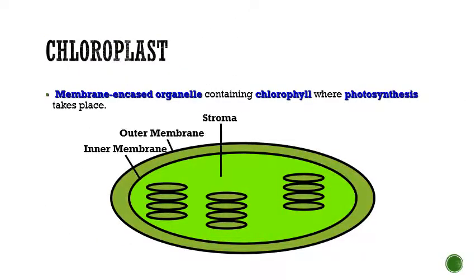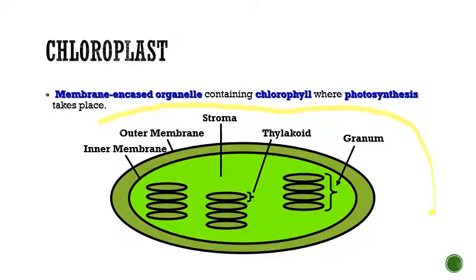Now coming to the chloroplast. These are membrane encased organelles containing chlorophyll where photosynthesis takes place. This is the overall structure of the chloroplast. We can see both outer and inner membrane. That's why it is known as a membrane encased organelle. And there is a free flowing colorless fluid matrix surrounding the grana, which is known as the stroma. This is the region where the dark reaction of photosynthesis takes place.